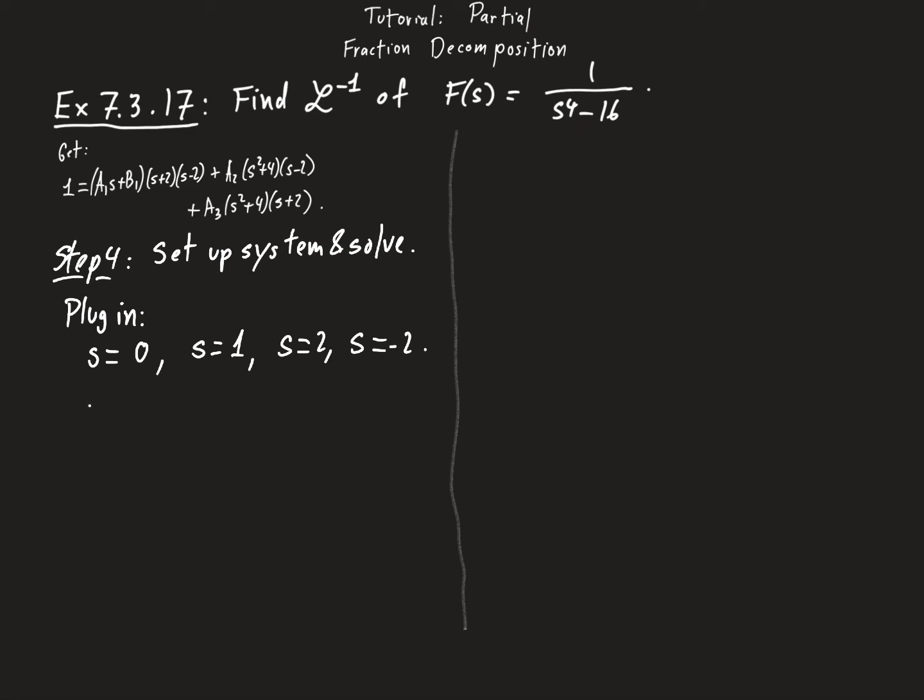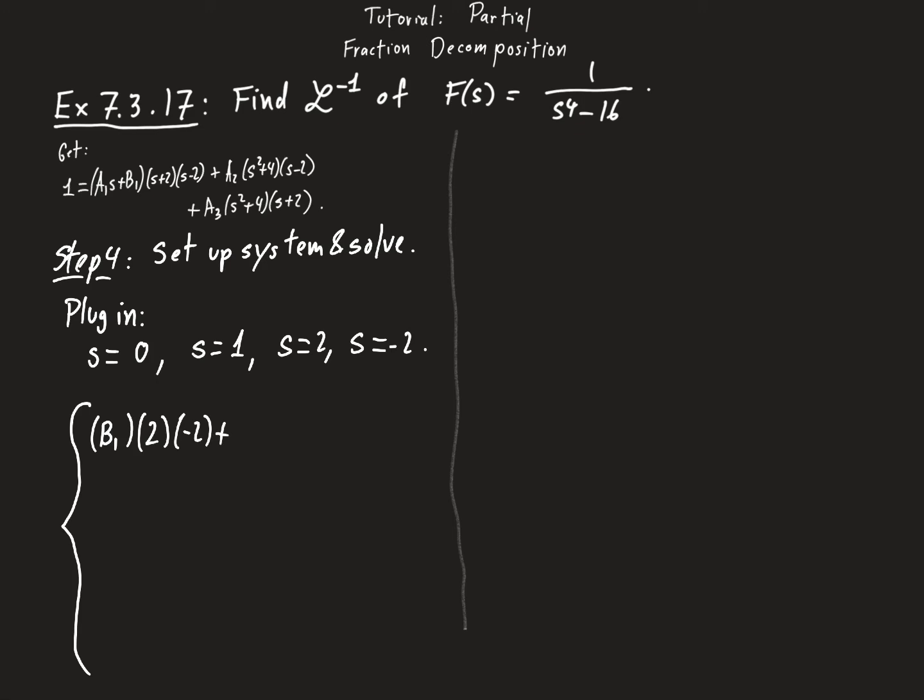All right, so first off, in the first line, when we plug in s equals 0, what are we going to get? Well, a1 times s is just 0, so we're going to have b1. And that's multiplied by 2, and then multiplied by negative 2.